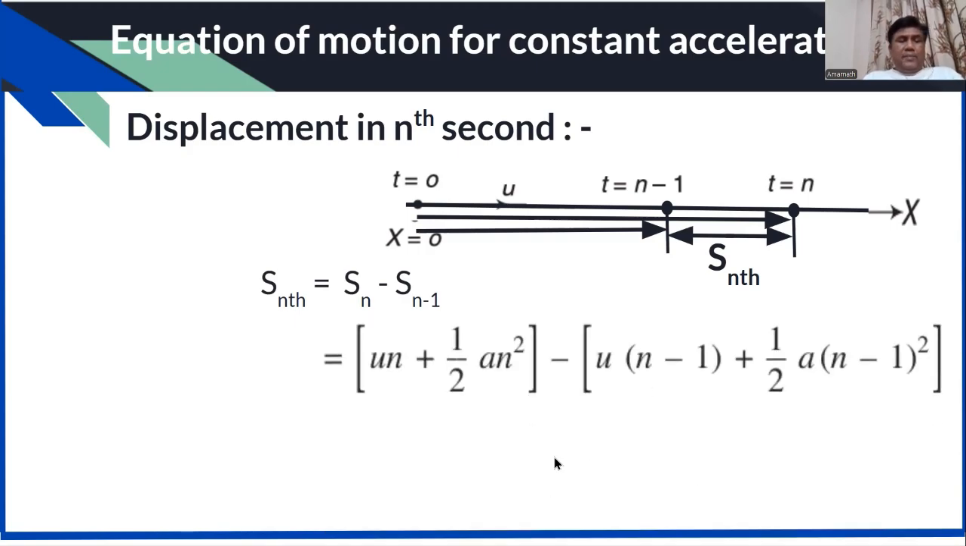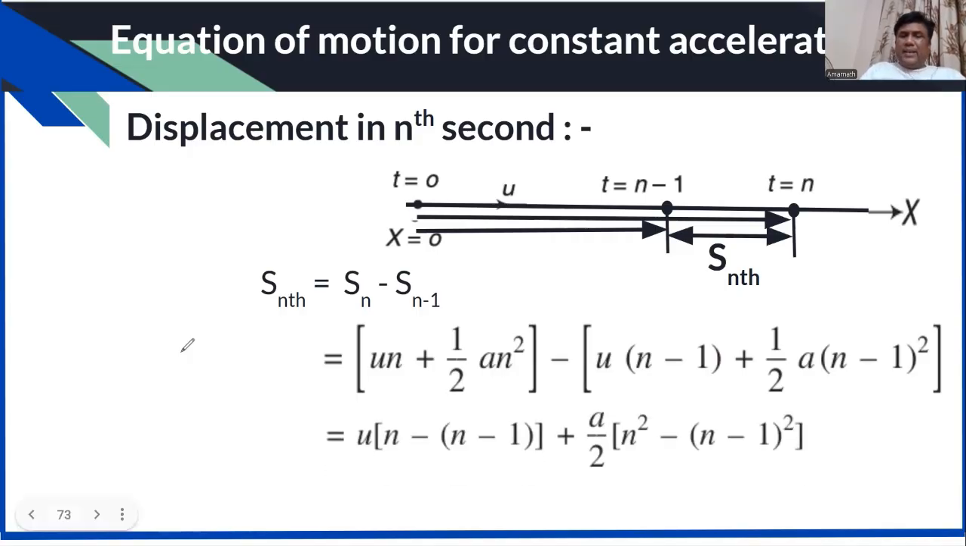So in place of t, I am putting here u(n minus half) plus half a(n minus half) square. And in the second case, I am putting u(n minus 1) plus half a(n minus 1) square. I hope you don't have any issue till now. Then it is simple calculation only.